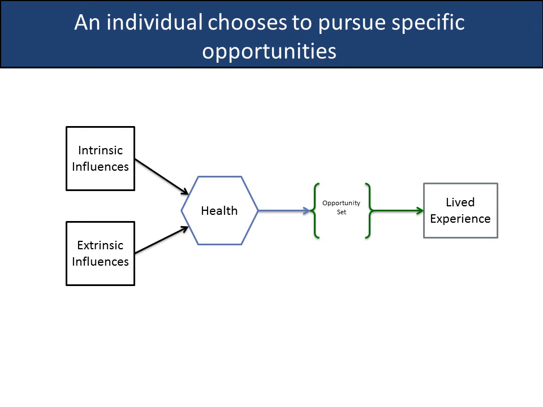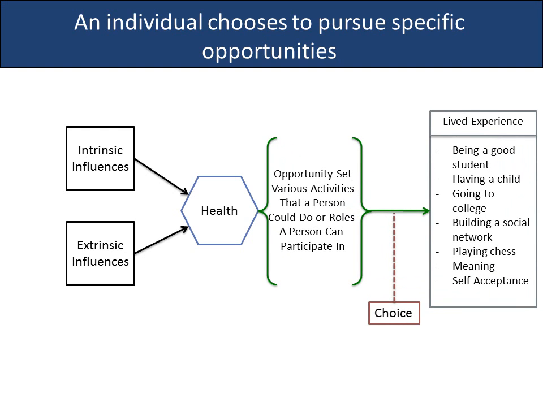An individual chooses to pursue specific opportunities. There's a broad set of opportunities that an individual could choose from, but it's this process of choice that determines in part what an individual's lived experience will look like. In order to go from an opportunity set to lived experience, there's also another factor that's important. That's motivation or grit. So if you choose to do something, you need to be motivated to strive to reach your goals. The lived experience includes the actual activities or the actual social roles that a person experiences. It could be being a good student, being a parent, going to college, playing chess, but it's also the well-being that results from accomplishing your goals, having a sense of meaning and purpose in life, and a sense of self-acceptance.